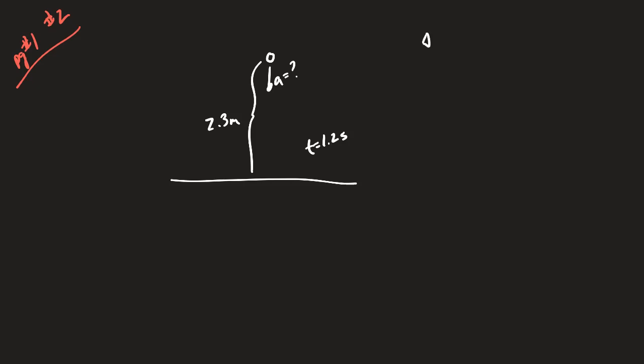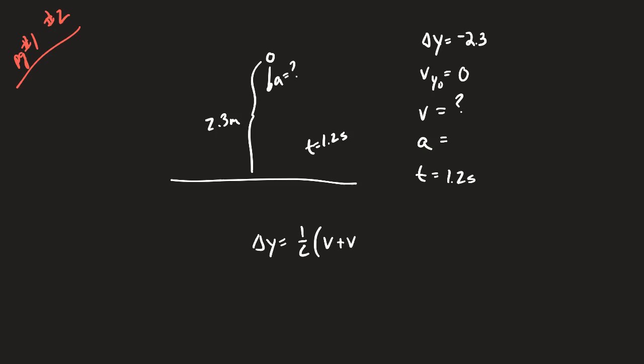So I'm thinking delta y is negative 2.3, v_y naught is 0 because it's dropped, and we're looking for the velocity it strikes the ground and the acceleration when the time is 1.2 seconds. So to me, motion equations are the best way to go here. If I want the velocity, I would use everything here except for the acceleration. So I have to pull the equations out. Delta y equals 1/2 times (v plus v initial) times t.